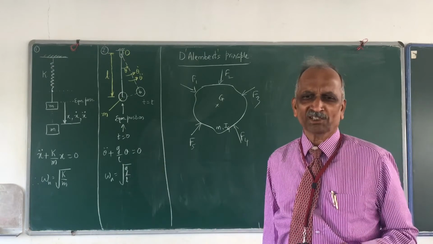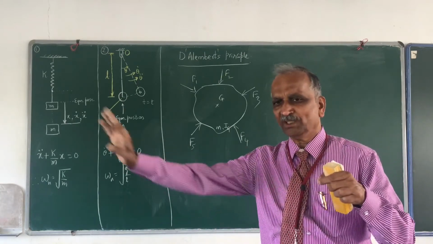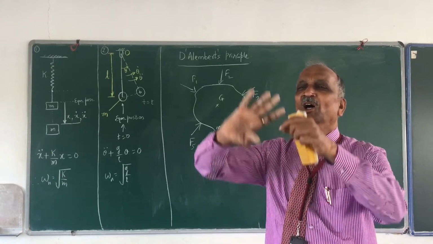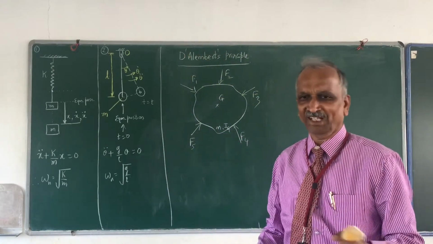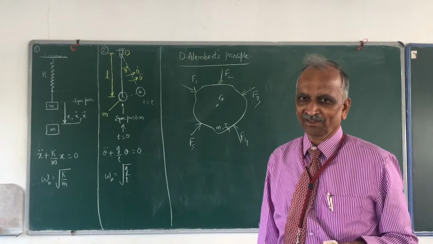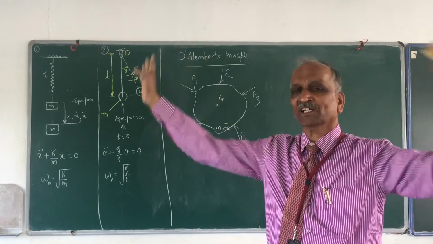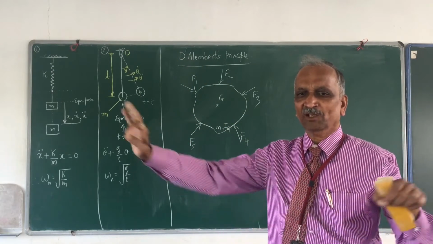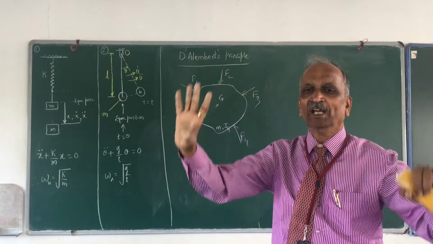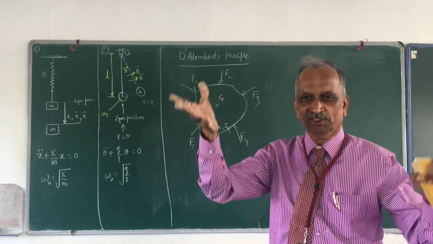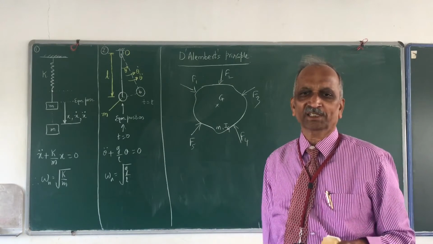And the third possibility, what is that? The body is moving along the straight line and also it is undergoing rotation. That is a general one. That will cover all the cases. The body is moving along a straight line and also having angular acceleration. It is rotating and it is moving along a straight line.